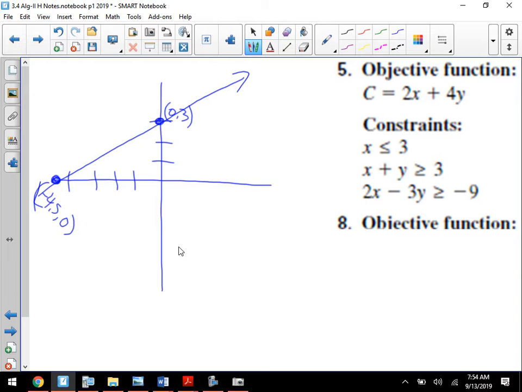Within that one, did it go through the origin? No. So I use that as my test point. 2 times 0 minus 3 times 0 is 0. Is 0 bigger than negative 9? Yes. So I cover the truth, so it's pointing downward. Okay? I do this again with x and y intercepts at 3.